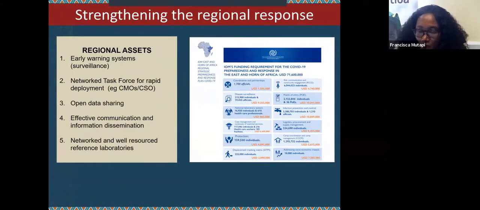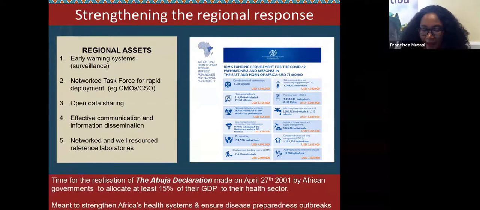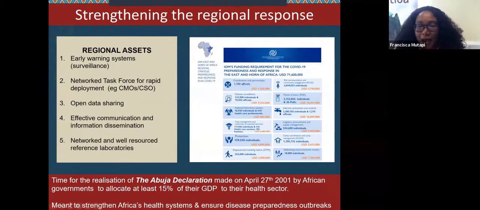And I think the way to do that is through this, the Abuja Declaration. African governments in 2001 made the Abuja Declaration, which was to allocate at least 15% of their GDP to their health sector. This was meant to strengthen Africa's health systems and ensure disease preparedness for outbreaks. And this would have been an ideal pot of money that could be used to maintain those regional assets. And I'm hoping that COVID-19 has made governments realize the need to accelerate the realization of this declaration.